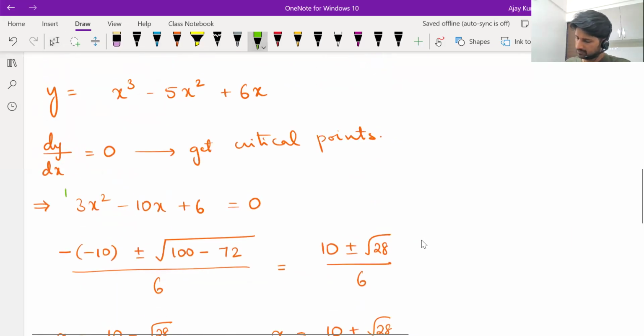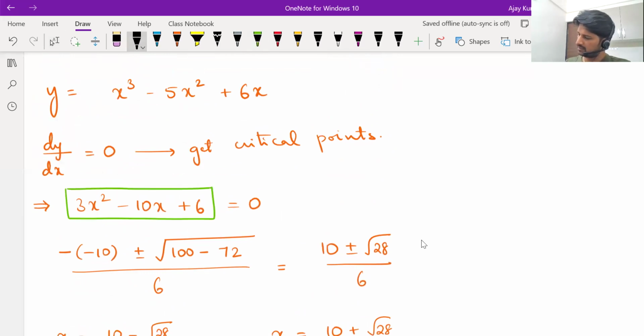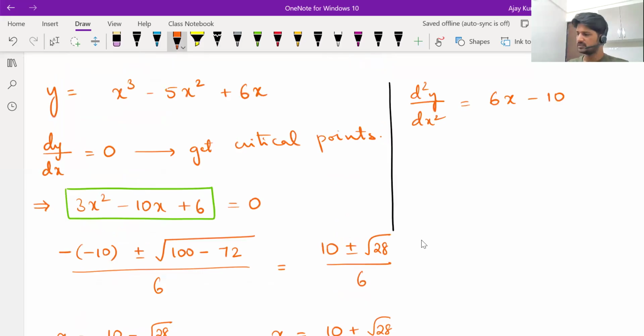Now the first derivative of this function is this. Then if you take the second derivative, d²y/dx², the derivative of 3x² is 6x, minus the derivative of 10x is minus 10. This is the second derivative. You don't equate this to 0. You have to see whether this is positive, negative, or 0. And to see, you have to substitute some value of x.